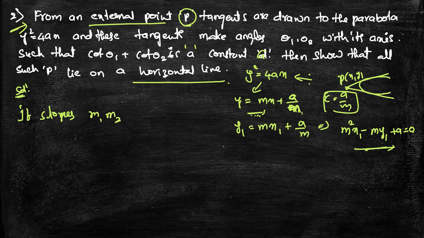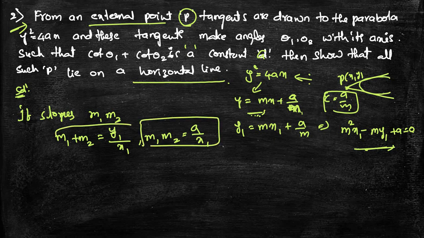So here the roots of the equation will come as m1 plus m2 is equal to y1 divided by x1, and m1 m2 is equal to a by x1 will come. These two values you will find on page number 123, and the question is on page number 123.